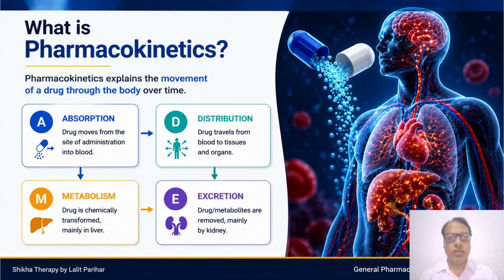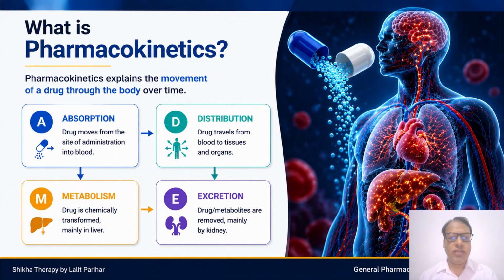Second is distribution. Once the drug enters the blood circulation, it travels from the bloodstream to different tissues and organs of the body. Third is metabolism. The drug is chemically transformed, mainly in the liver, into metabolites. They are generally easier to eliminate. And finally, we have excretion. In this step, the drug or its metabolites are removed from the body, mainly through the kidney and urine.